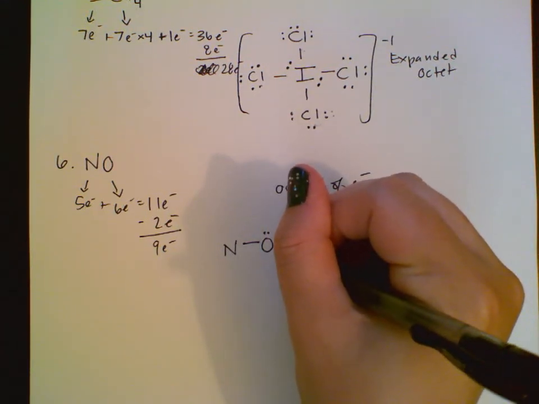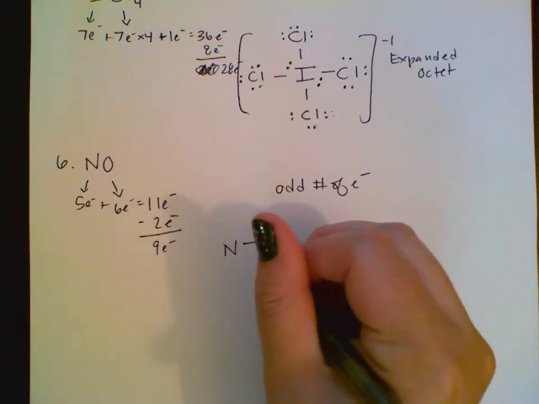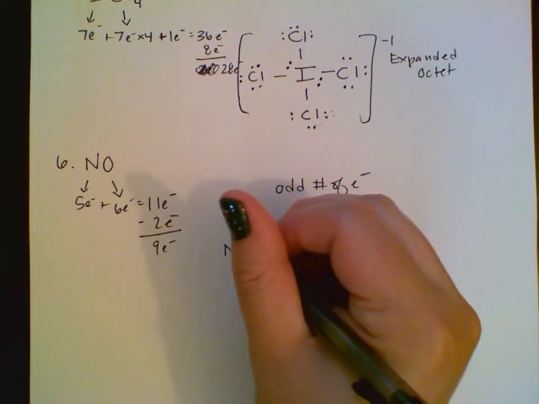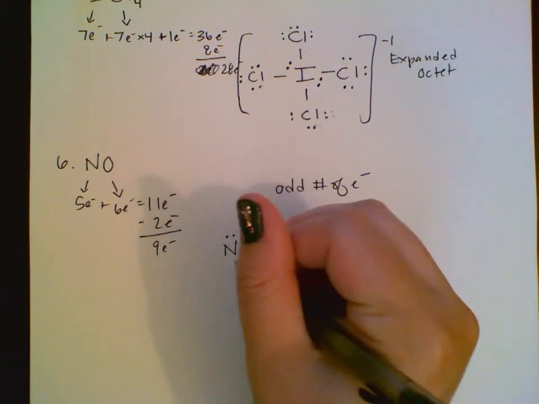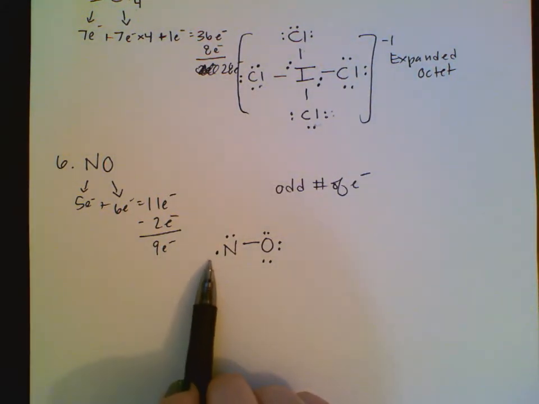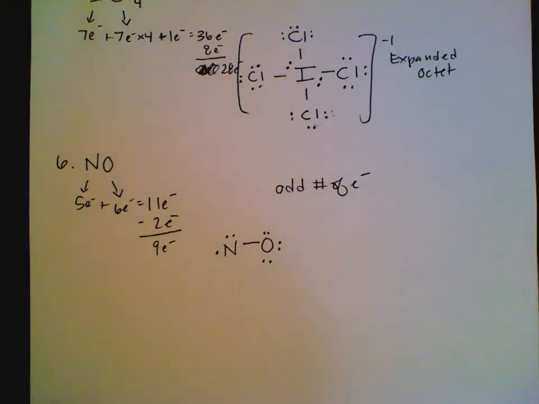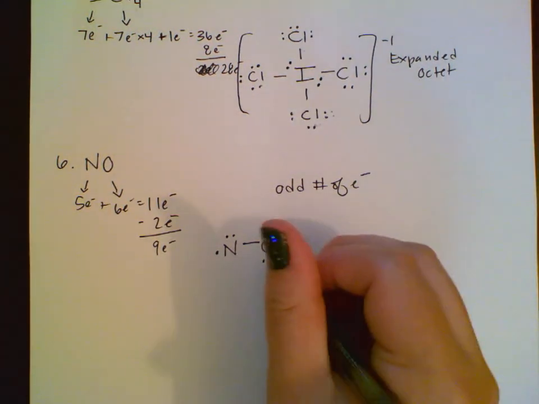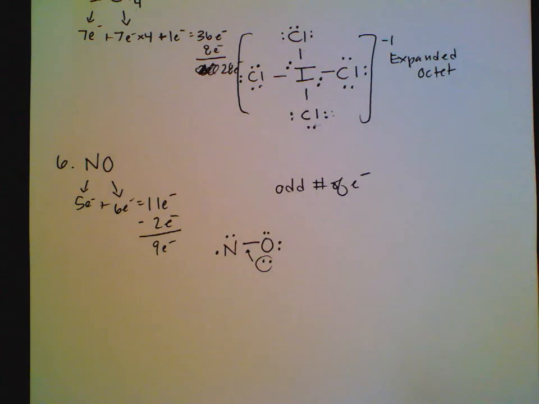1, 2, 3, 4, 5, 6, 7, 8, 9. Now, if you look at that, you're going to say to yourself, this is an impossible Lewis structure. How in the world am I ever going to draw this thing? Well, since the N is short, in this case, 3 electrons, I need 3 more. I can get 2 electrons by making this a double bond. So let's try that.